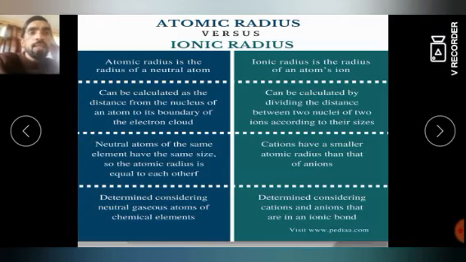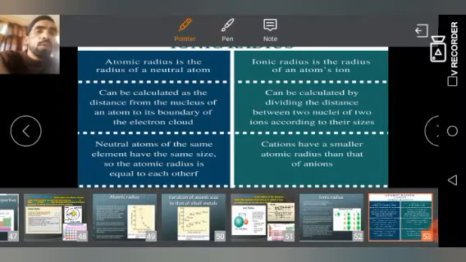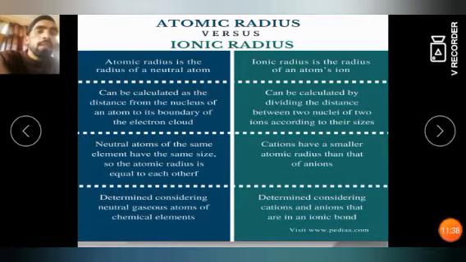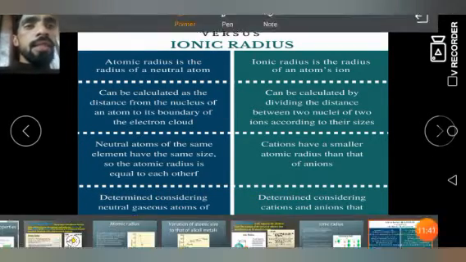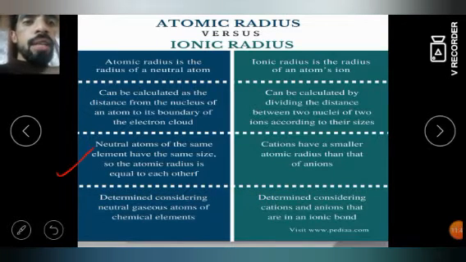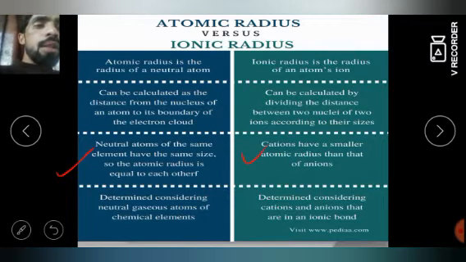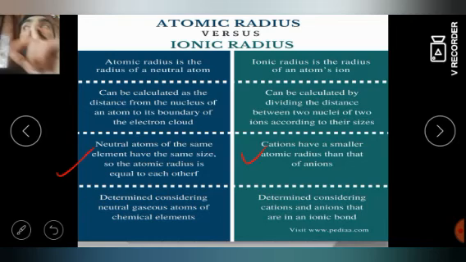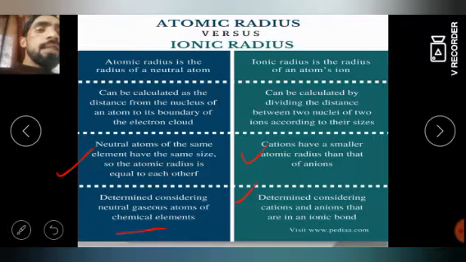Next is the difference between atomic radius and ionic radius. Atomic radius is the radius of a neutral atom, and ionic radius is the radius of an ion. Atomic radius can be calculated as the distance from the nucleus to the outermost shell, and ionic radius can be calculated by dividing the distance between two nuclei. Neutral atoms of the same element have the same size, whereas a cation is smaller than the atomic radius and an anion is larger. Atomic radius is determined by considering a neutral gas atom of a chemical element, and ionic radius by considering cations and anions with the ionic bond.